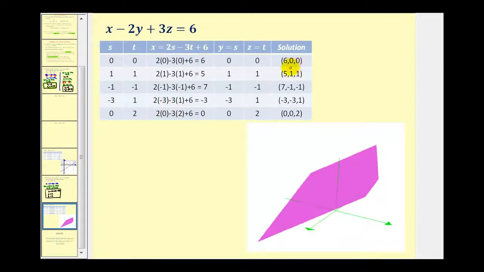Notice here each solution consists of a value for x, y, and z, so we have ordered triples, which would be points in space, which as we see here would be a plane graphed in space.